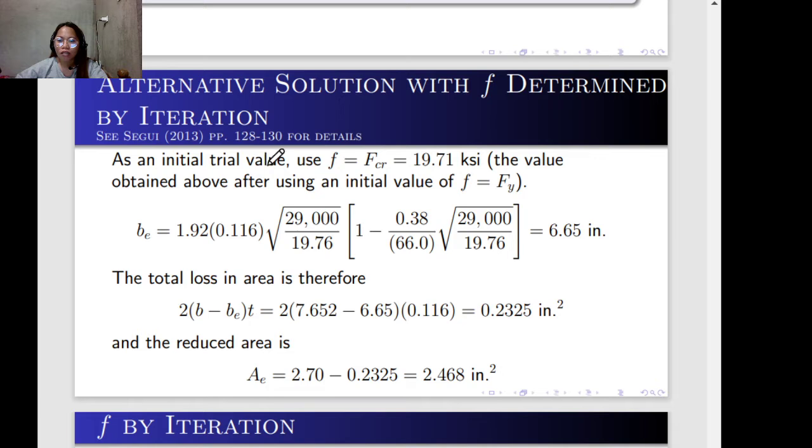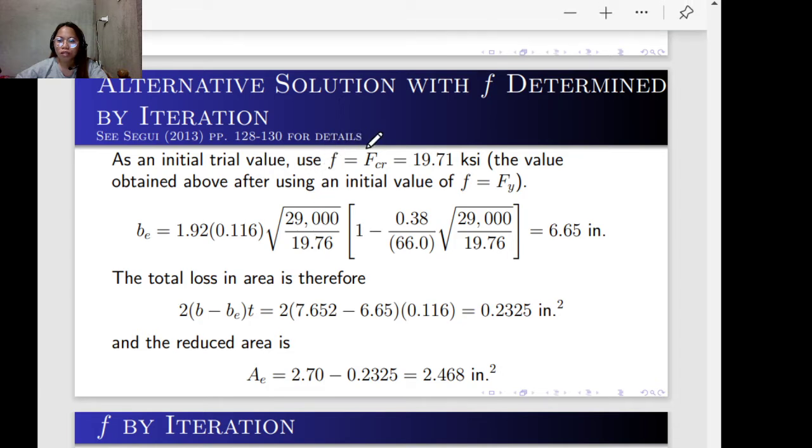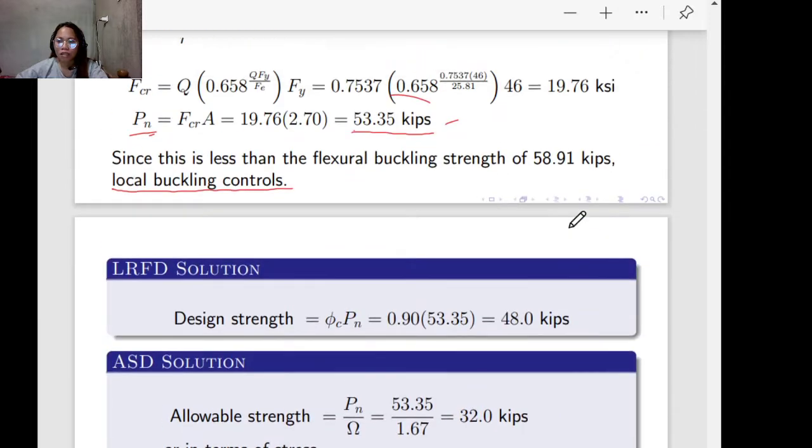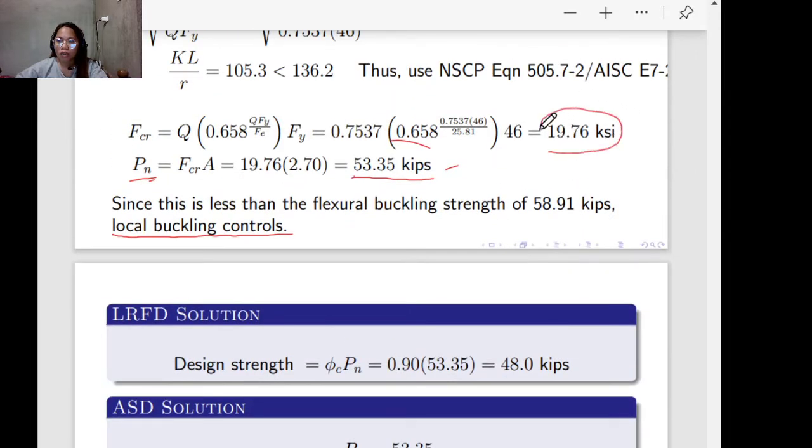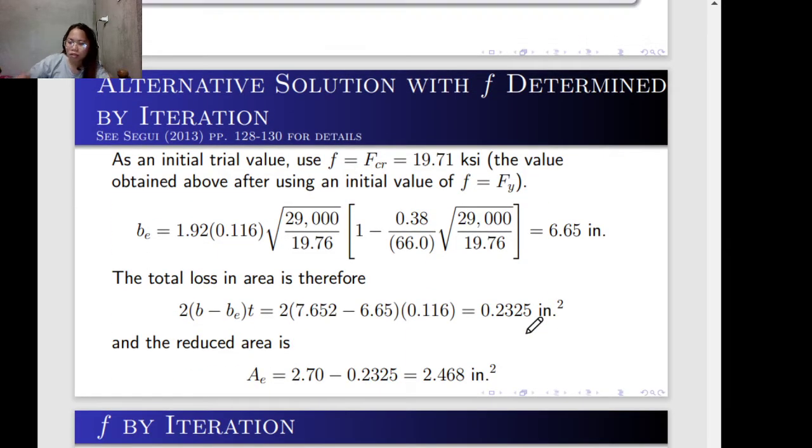As an initial trial value, we use f. The value of f is equal to the computed critical local buckling strength equal to 19.76 ksi. I think this is not 71, but 76. This one, FCR, the local buckling strength, is 19.76 ksi, the value obtained above after using an initial value of f equal to Fy, for the purpose of iteration.